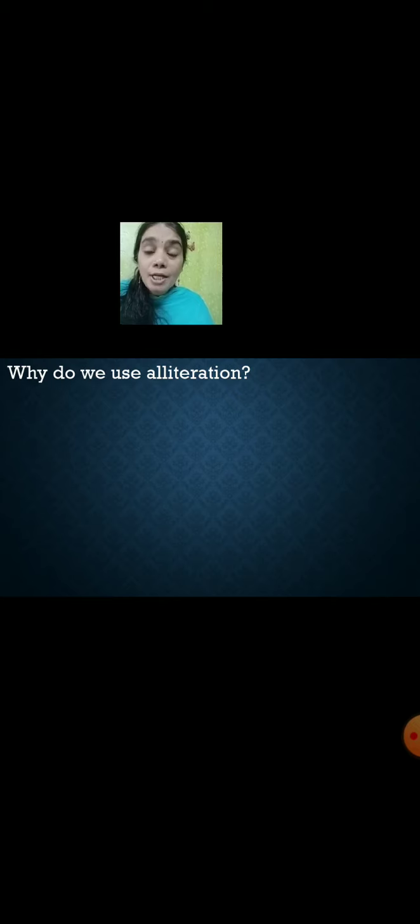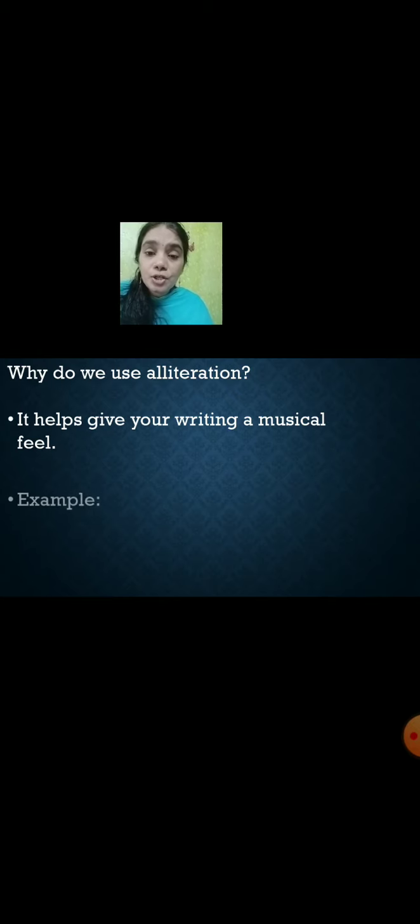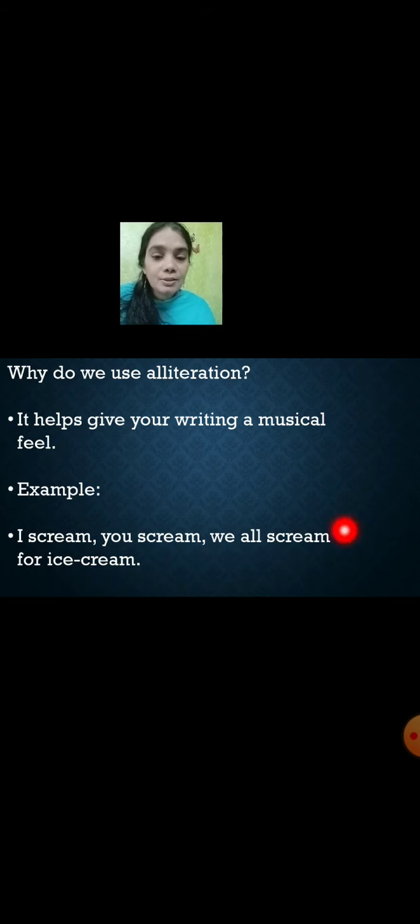Why do we use alliteration? It helps to give your writing a musical feel. Example again: I scream, you scream, we all scream for ice cream.